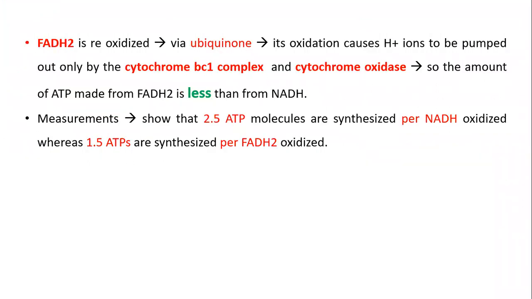FADH2 is reoxidized via ubiquinone. Its oxidation causes hydrogen ions to be pumped out only by the cytochrome BC1 complex and cytochrome oxidase. So the amount of ATP made from FADH2 is less than from NADH. Measurements show that 2.5 ATP, or 3 molecules of ATP, are synthesized per NADH oxidized, whereas 1.5 ATPs are synthesized per FADH2 oxidized.